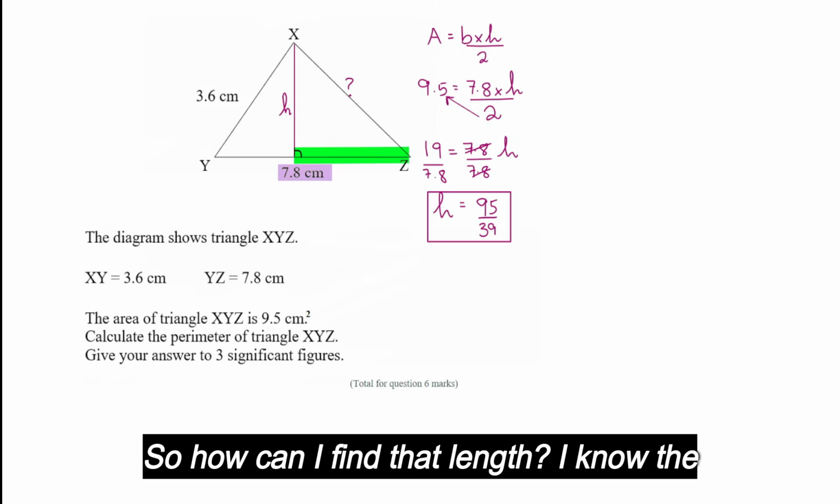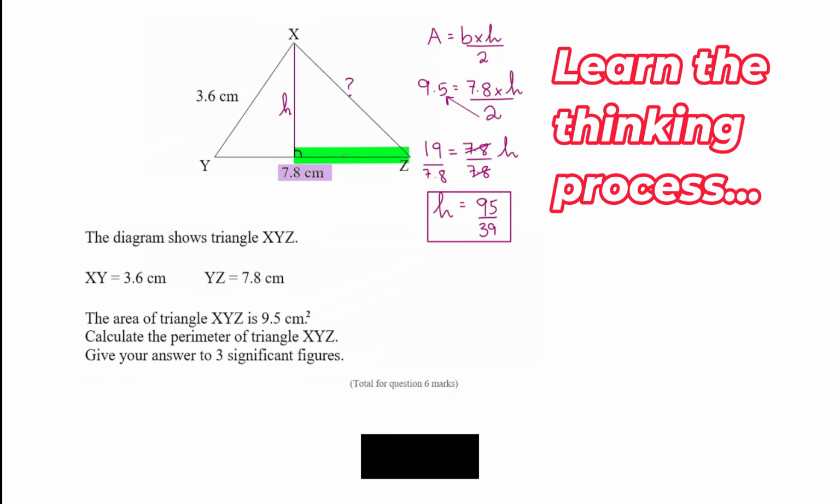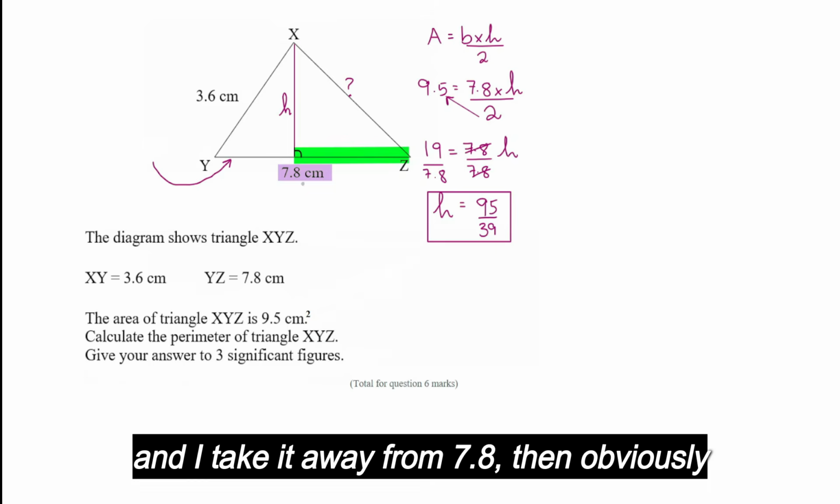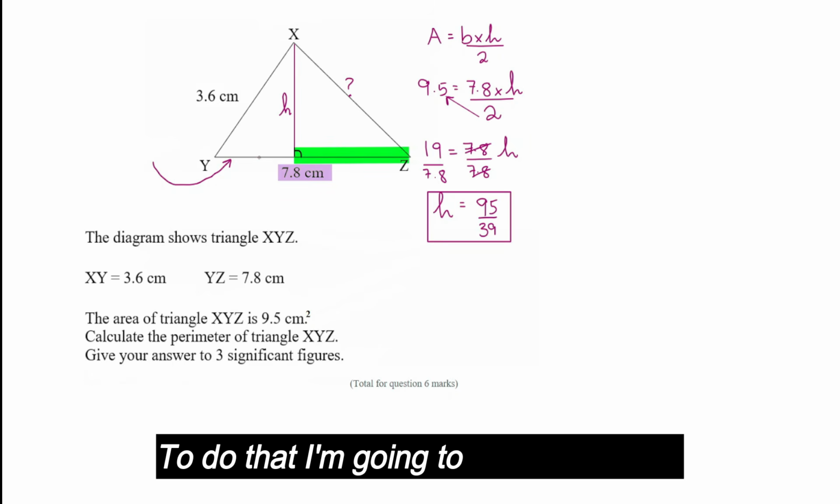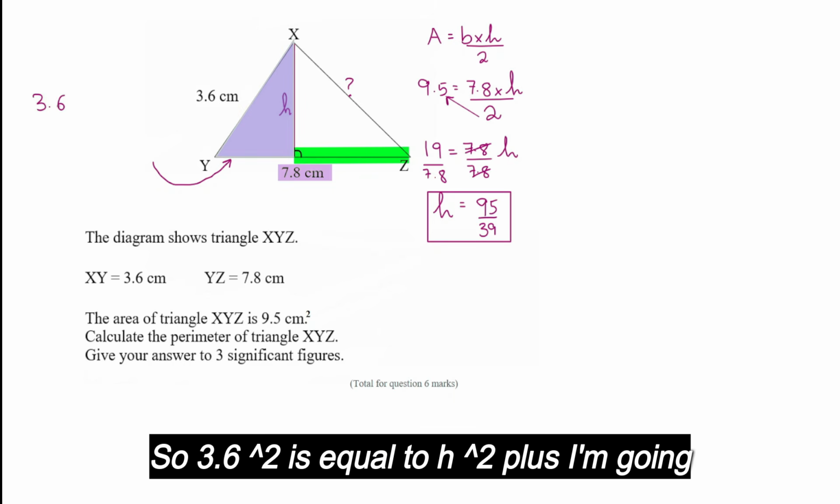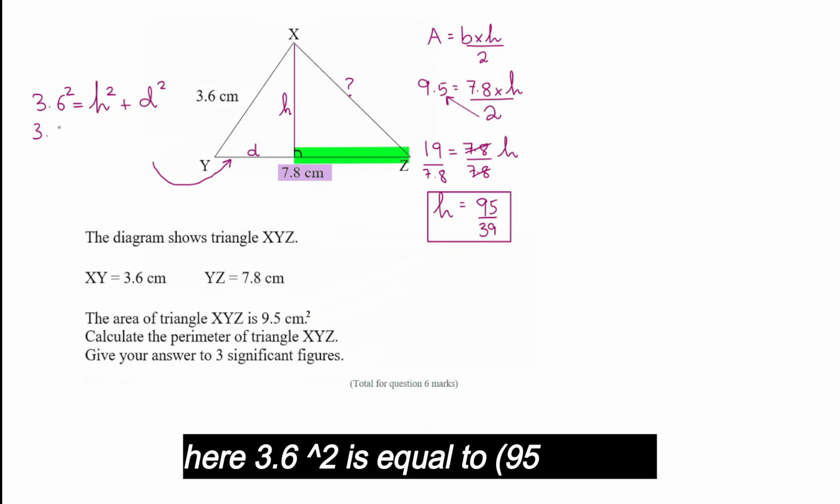Now how can I find that length? I know the total length is 7.8, but I have to find this part. So if I can find this length here and I take it away from 7.8, then I can find the highlighted length. To do that, I'm going to use Pythagoras' theorem on this triangle. So 3.6 squared is equal to h squared plus, I'm going to call this length, d squared. So let's substitute the value of h here. 3.6 squared is equal to (95 over 39) squared.